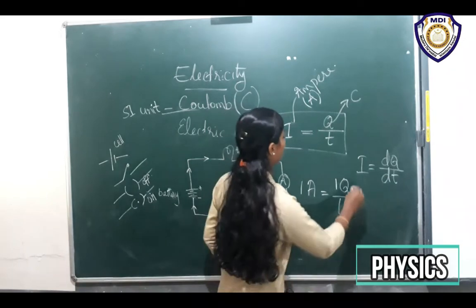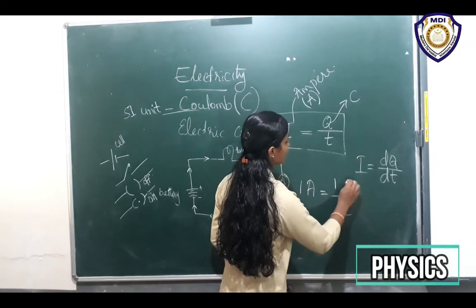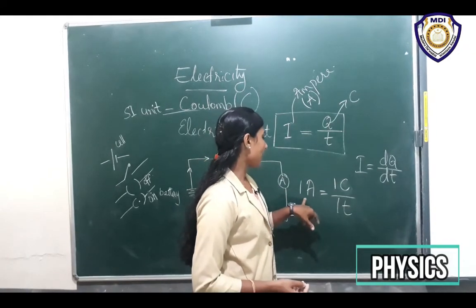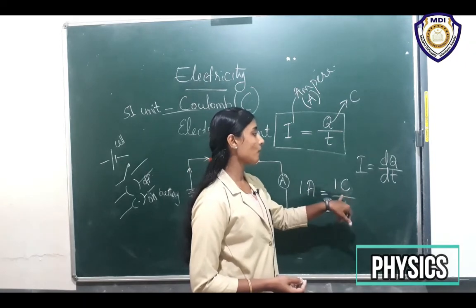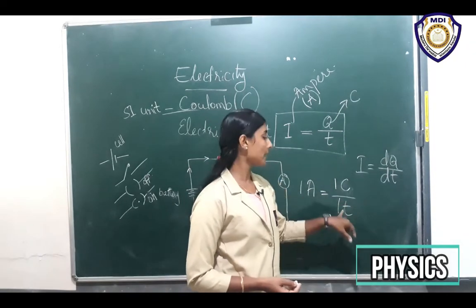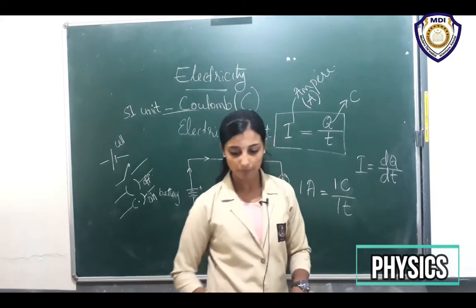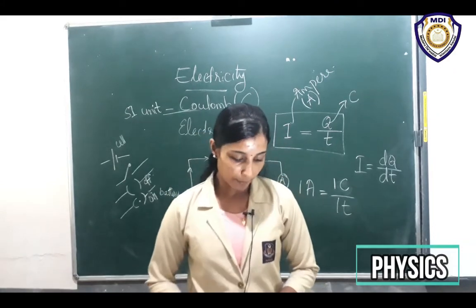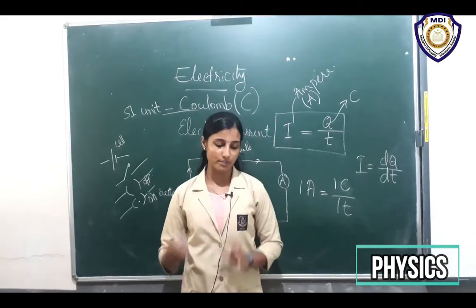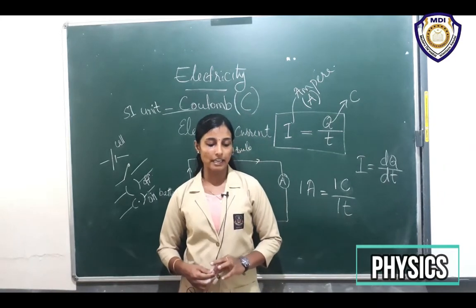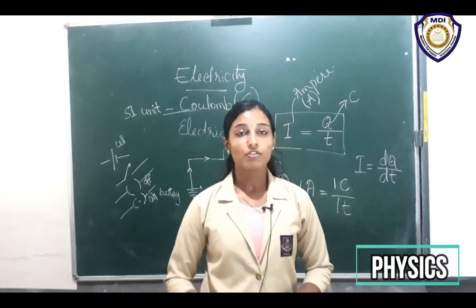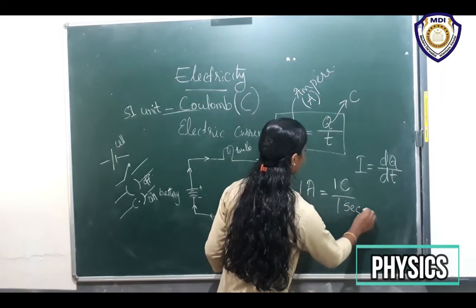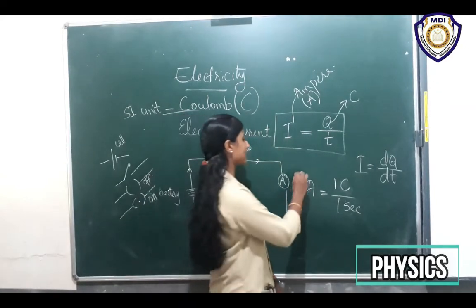That means 1 coulomb of q, the unit of q is coulomb. Unit of charge is coulomb. So 1 ampere is the flow of 1 coulomb of charges per unit time. So 1 ampere is defined as the current when a number of electrons having 1 coulomb of charge move past a given point in 1 second. Here time has a unit of second. So this is 1 ampere.